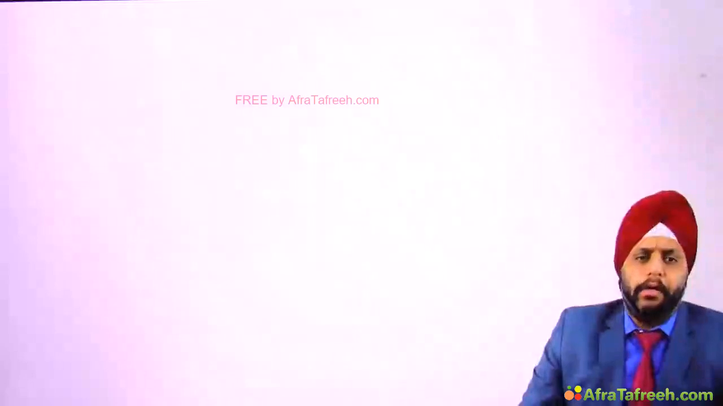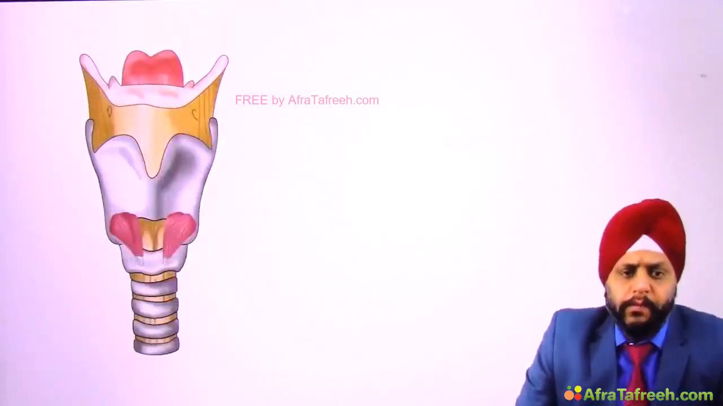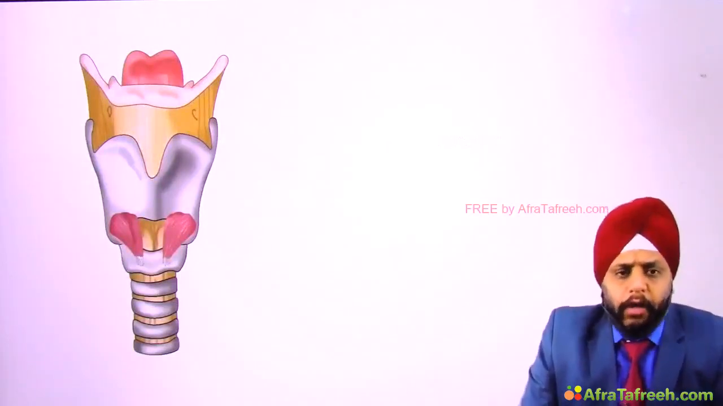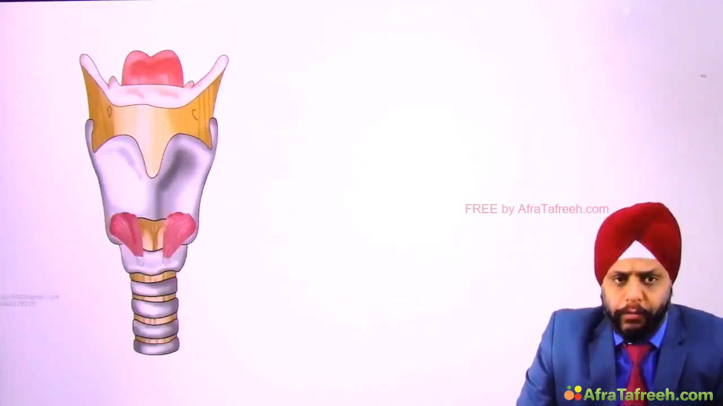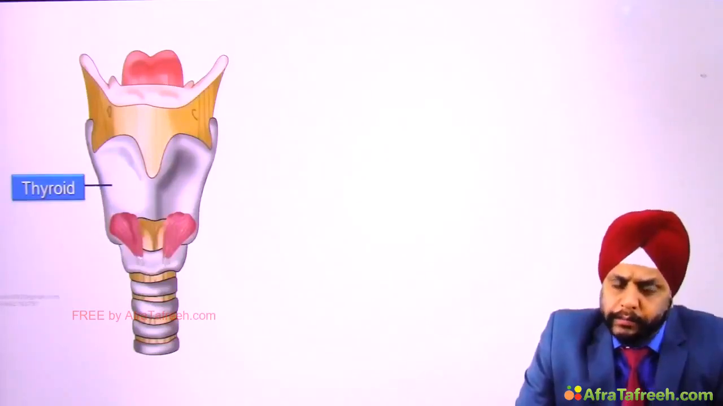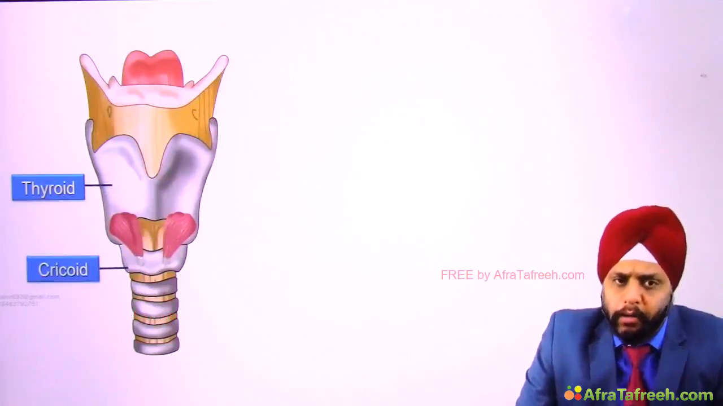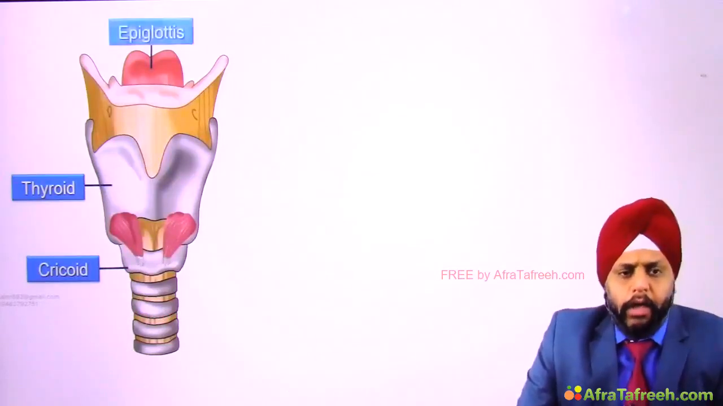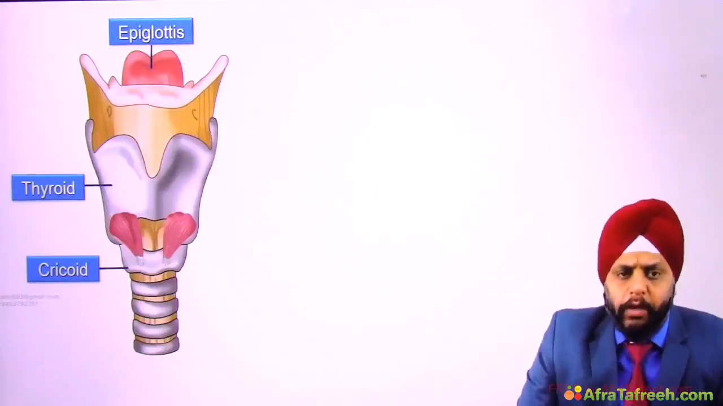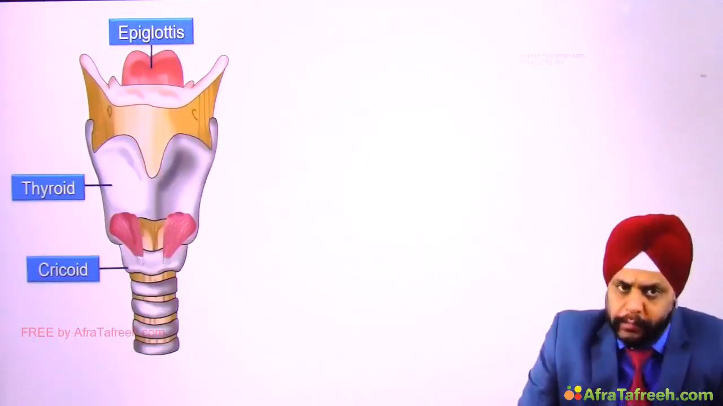Let us now come to this diagram. This is the front view of the larynx. What can we identify in this front view? Number one, you can see the thyroid cartilage, the shield-like cartilage. Below this thyroid cartilage, you can see the cricoid cartilage also. Next, topmost we have the epiglottis. So in the front view, we are able to see all the three unpaired cartilages.